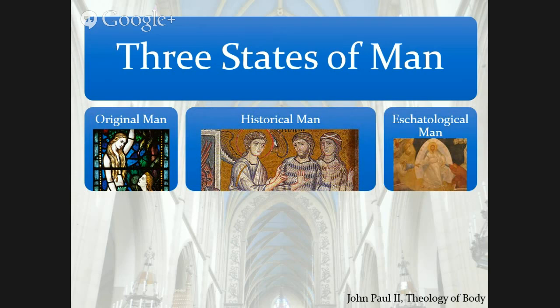That includes the time of the Old Testament after the fall, all the way up until Christ's coming, the time of the church, leading us to heaven. And then the third one is eschatological man. The eschaton is basically the last things, the end things: heaven, hell, purgatory. So, man in heaven. And so he's reflecting on this.